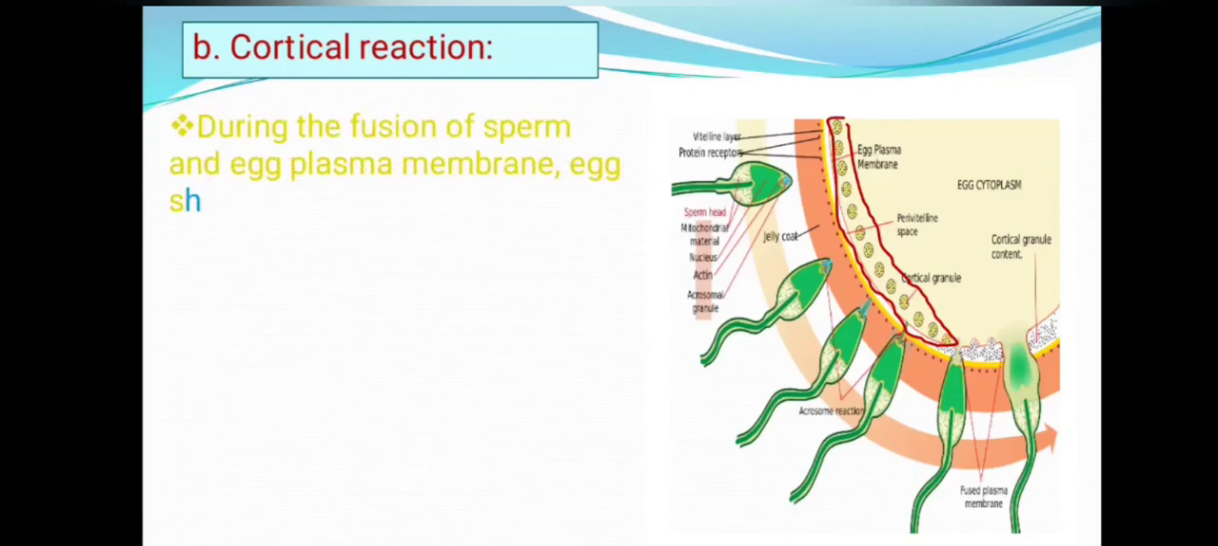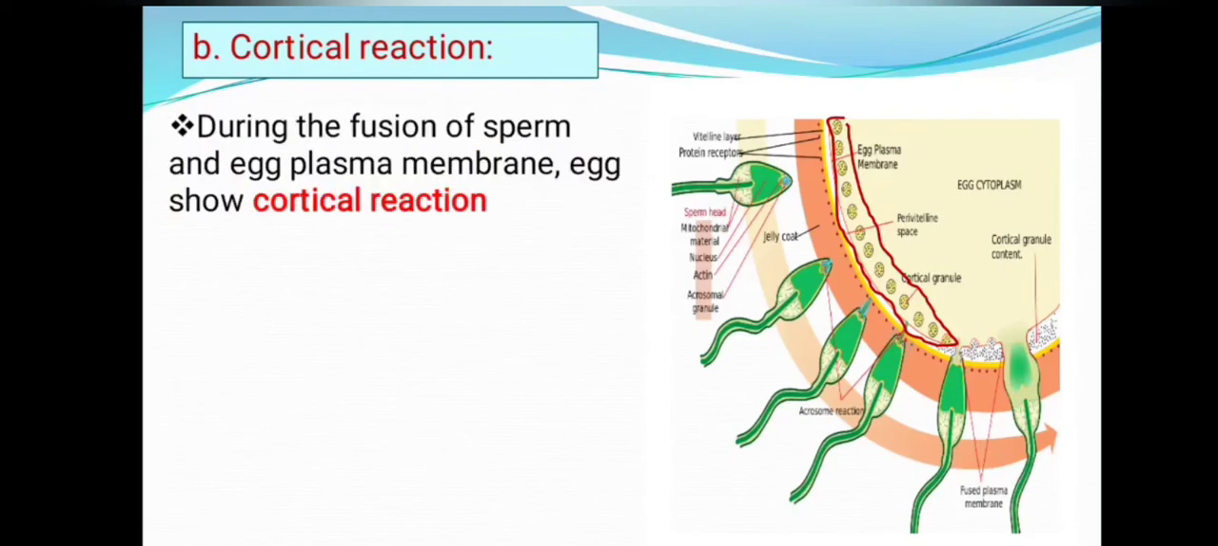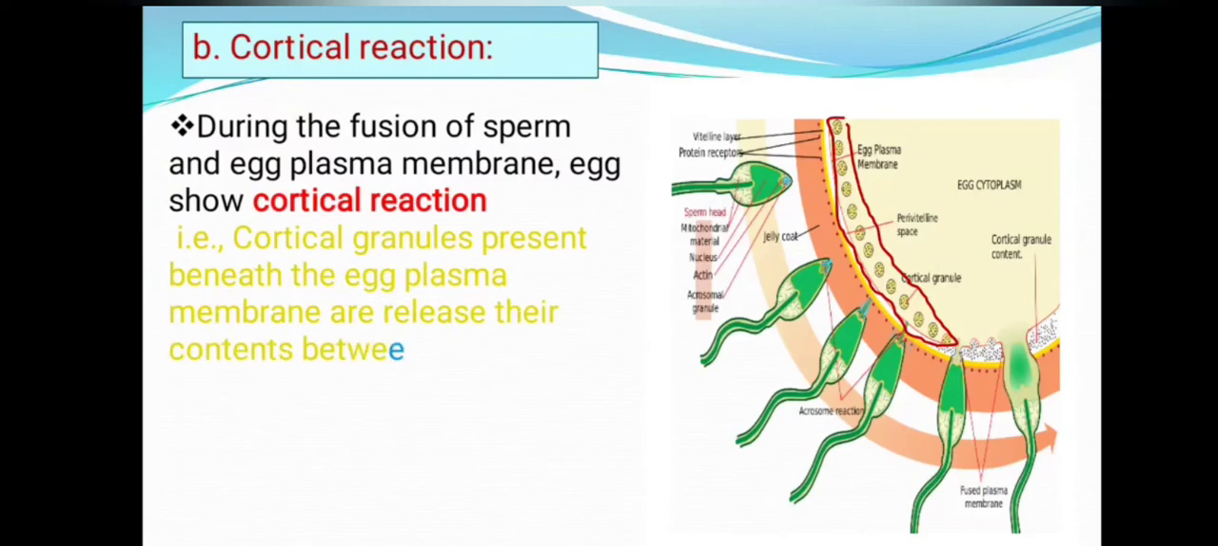Now during the fusion of sperm and egg plasma membrane, in the previous acrosome reaction we had studied, the sperm has already crossed the zona pellucida layer by dissolving a particular region in the zona pellucida due to the hydrolytic enzyme. Now it has crossed the zona pellucida and attaches to the plasma membrane. During the fusion of sperm and the egg plasma membrane, the egg now shows the cortical reaction. What is that cortical reaction? It is in order to prevent polyspermy.